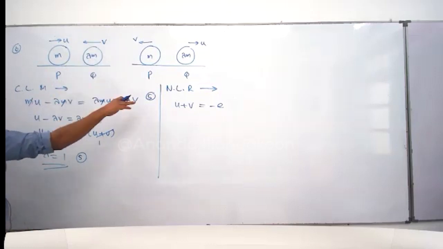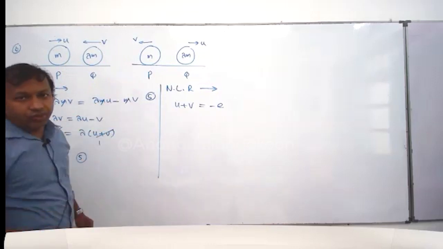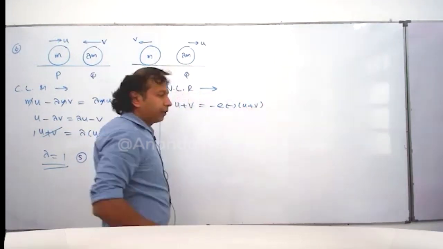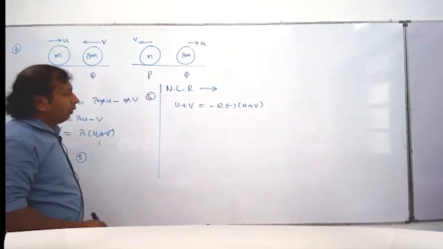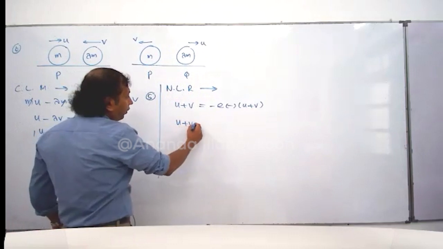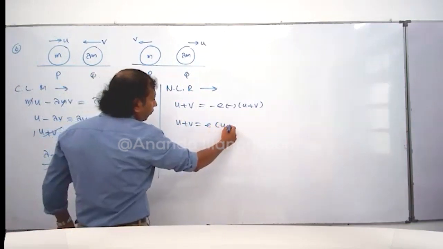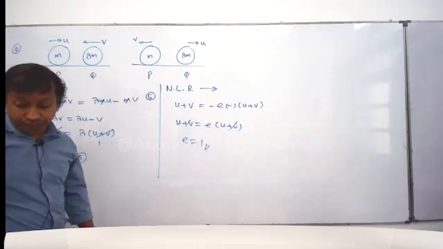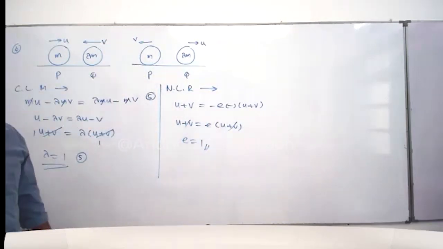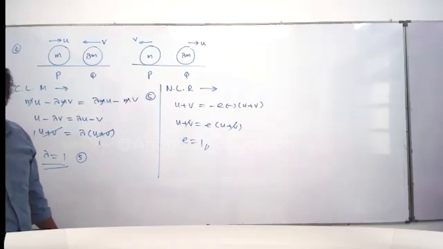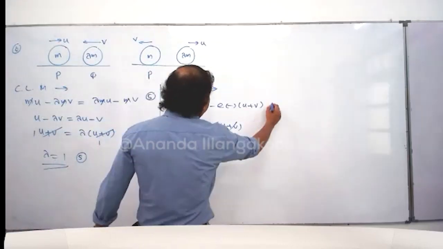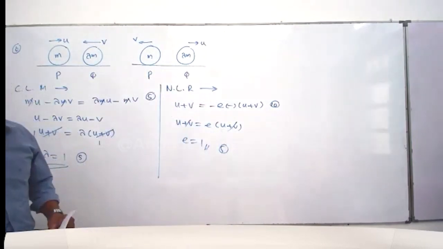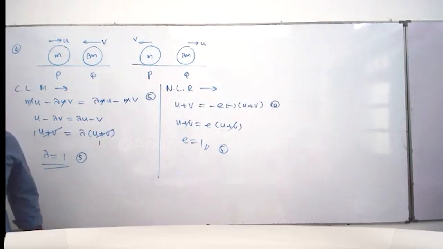But we apply NLR rightward, no? Then that U plus V should be negative. Another negative sign, U plus V. Correct, no? Then U plus V is equal to e times U plus V, and cancelling this, e equals 1. Perfectly elastic. Then here marks come in. This equation is given 10 marks. This is 5 marks, right? This is how we take that.